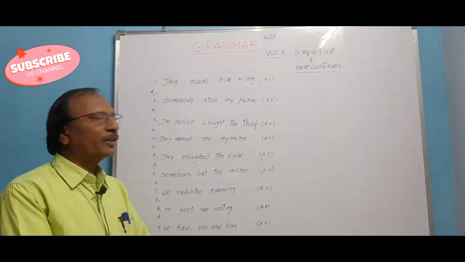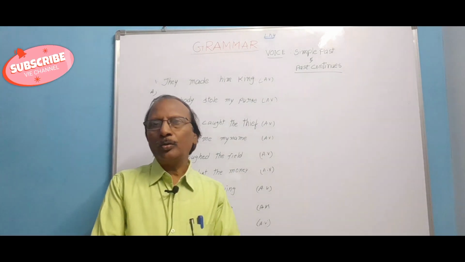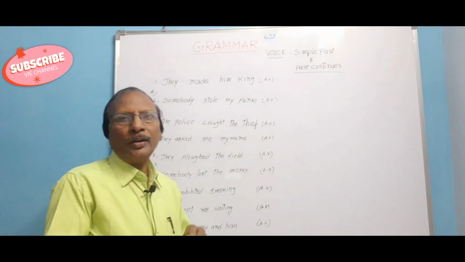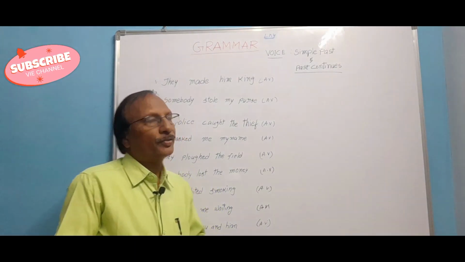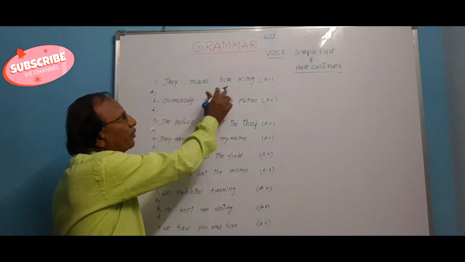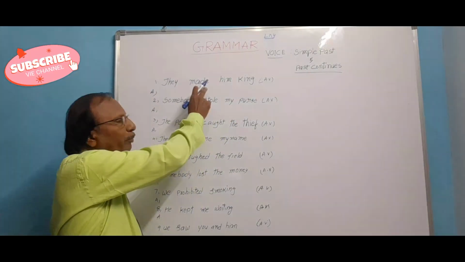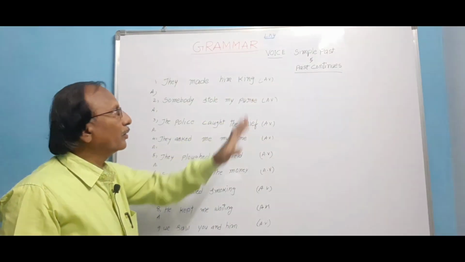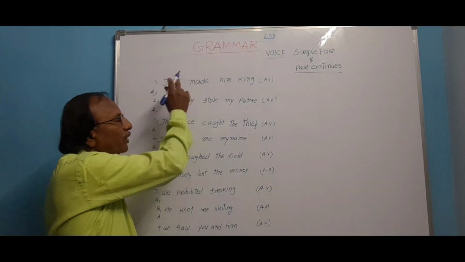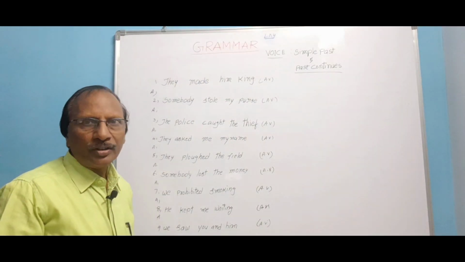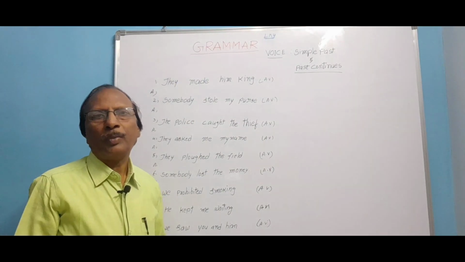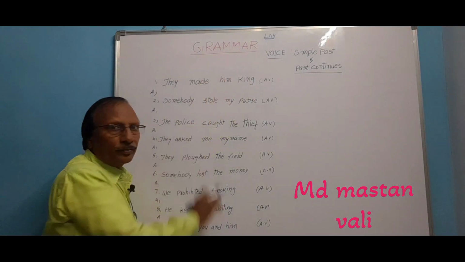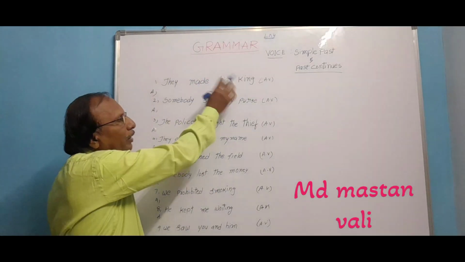In these sentences given here, we don't use the by form. Let us see. First, I will try to explain simple past voice. They made him king. They is the subject, made the verb, him the object. In this, the verb is in past tense. Past tense means when the incident took place in the past, we say it is past tense. They made him king. Subject, verb and object.